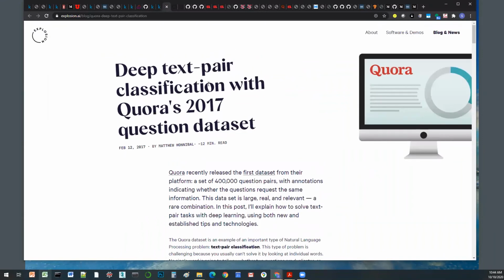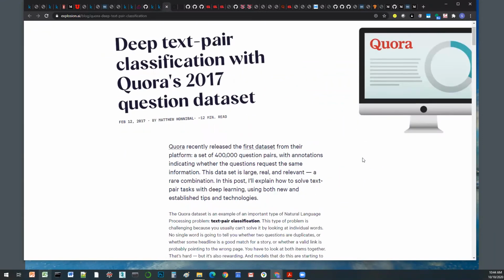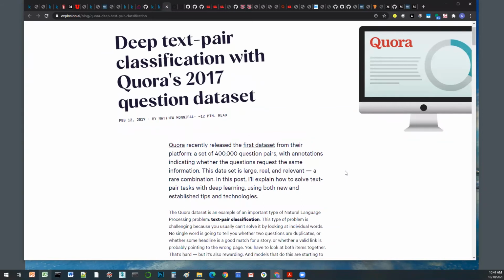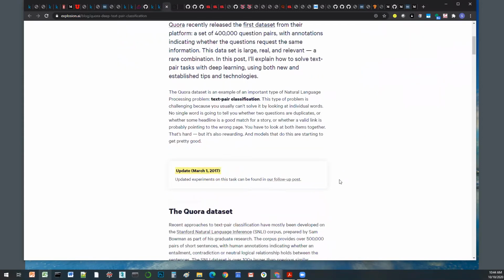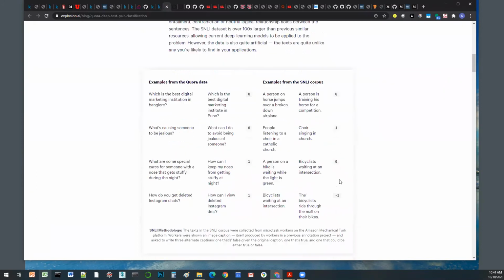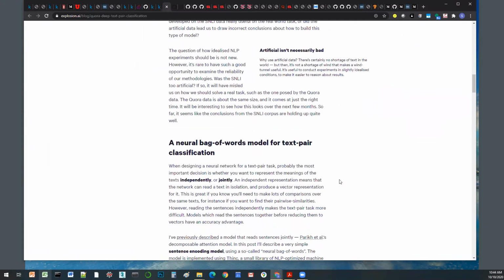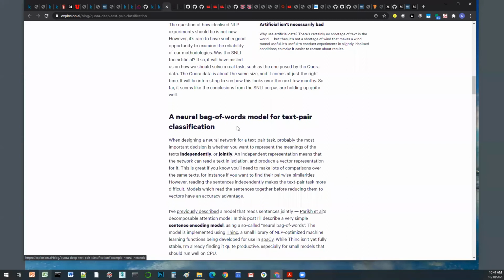So this one says, the suggestion here is to use a very simple approach. I'll post a link to this on Slack after the meeting, but it's a simple approach to doing this text pair classification. And so here, he's using what he calls a neural bag of words model.